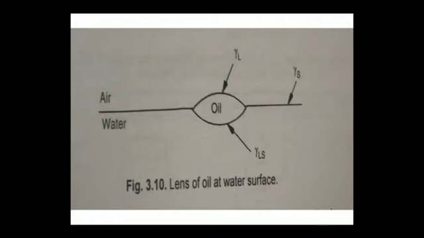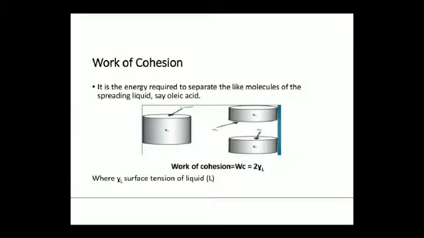When a drop of liquid is spread on the water, it will form a thin layer or form a lens on the water surface. Work of cohesion is defined as the amount of energy required to separate like molecules of the spreading liquid, oleic acid. In this work, there is no interfacial tension when the liquid is considered alone. Only cohesive forces are operating.